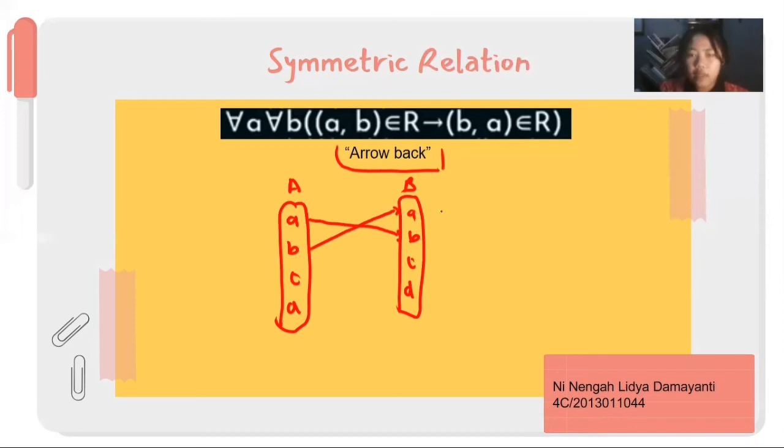Now another example, if we have an arrow from c to d, we must have an arrow from d to c. Now this is called symmetric. Okay, what if we have an arrow from c to b, but there is no arrow from b to c? Now this is called not symmetric.